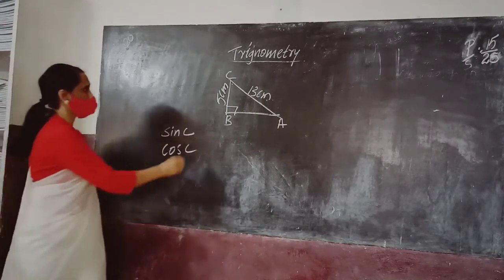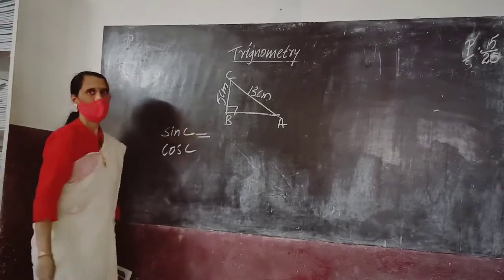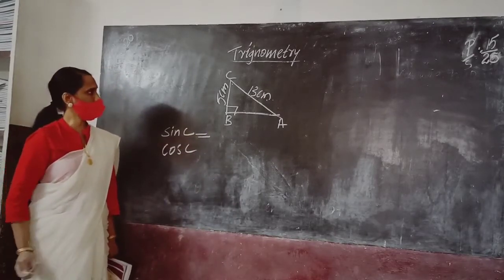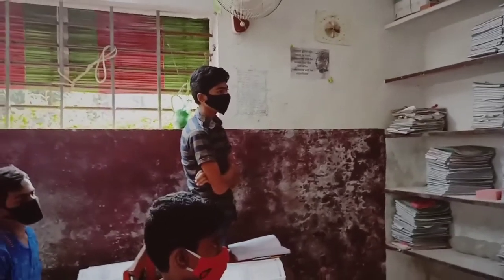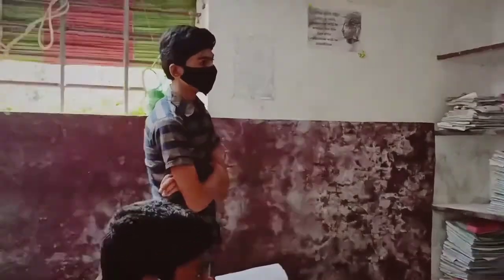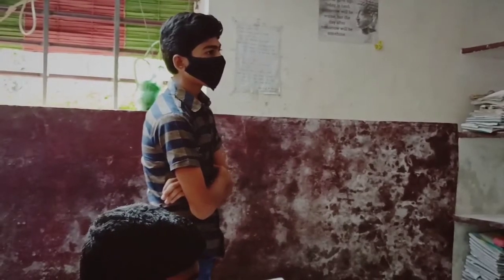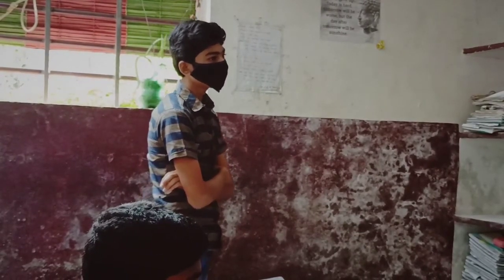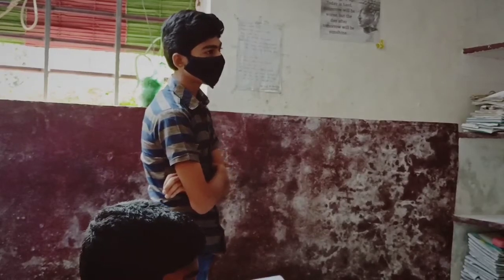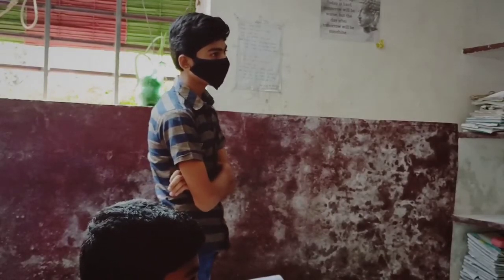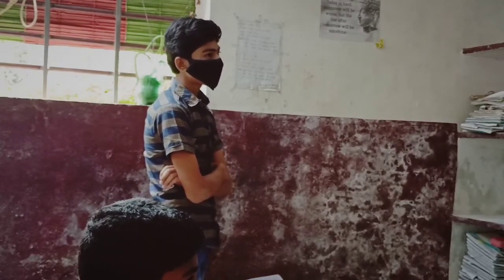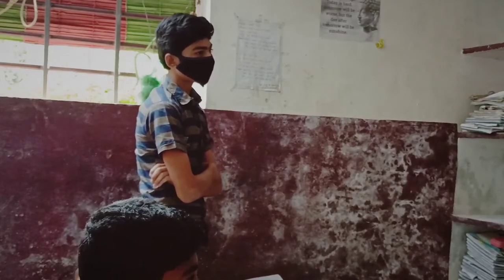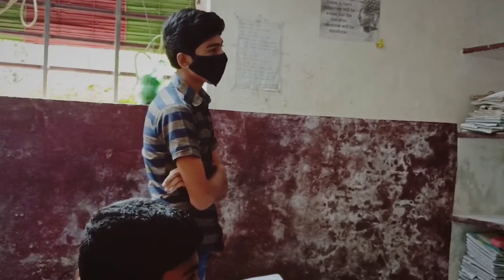Vishnu, are you ready to say what is sine C from the figure? Opposite side of angle C by hypotenuse. Opposite side of angle C is BA, by hypotenuse. What is the hypotenuse? CA is the hypotenuse. So BA by CA. Can you find out directly? Is BA given? No, BA is not given. So how will you find out BA?